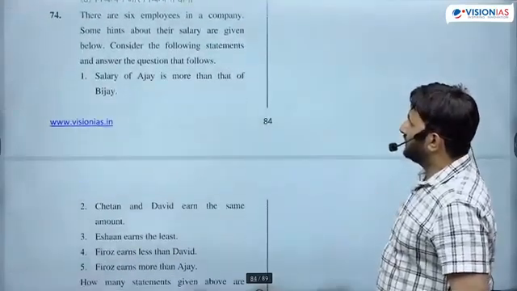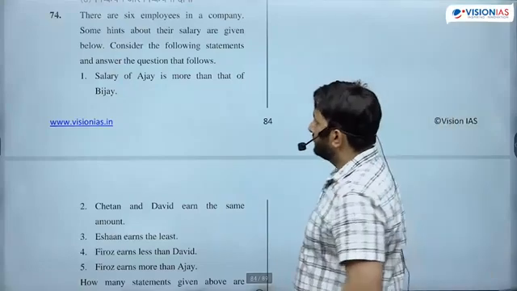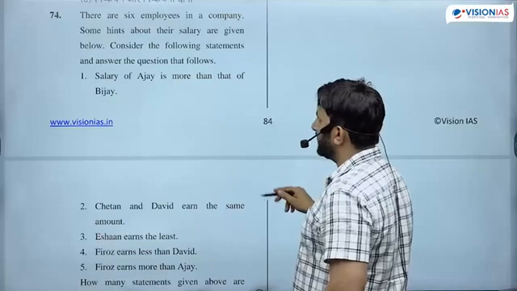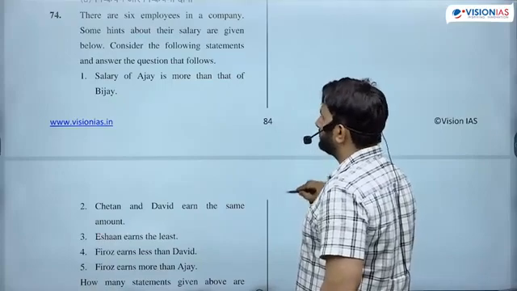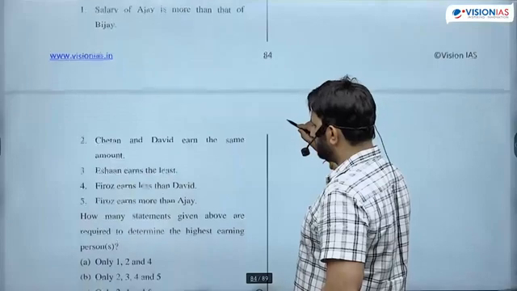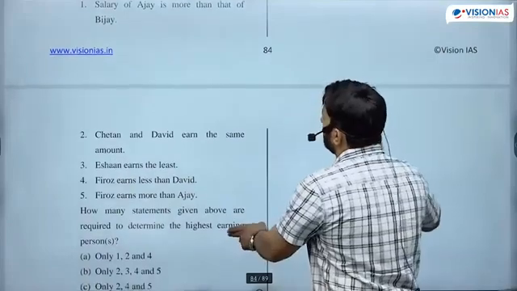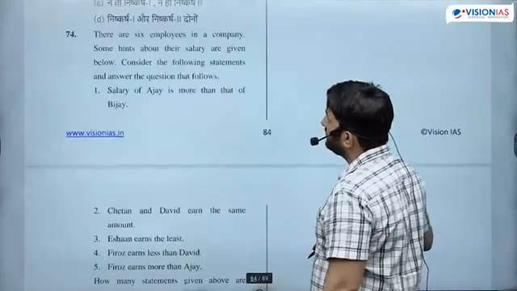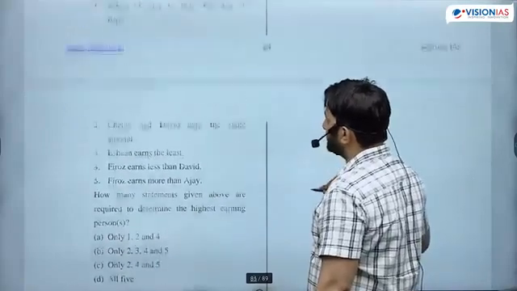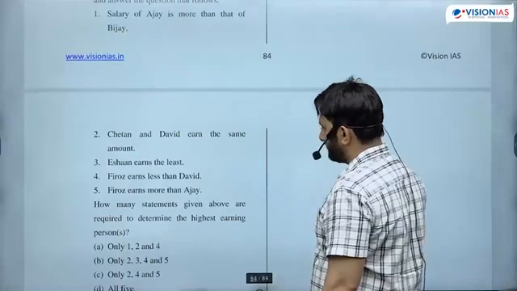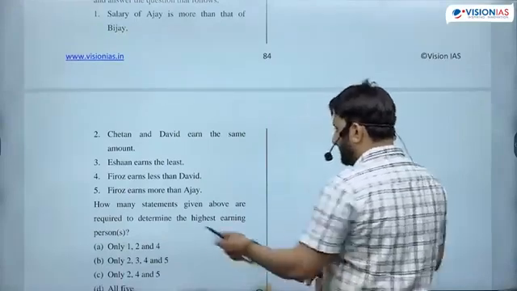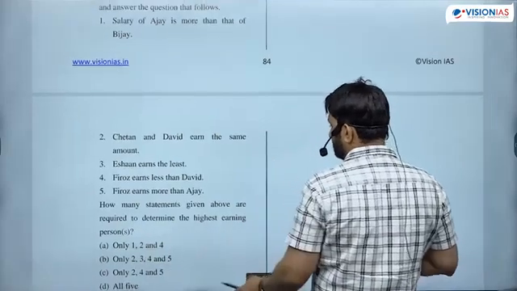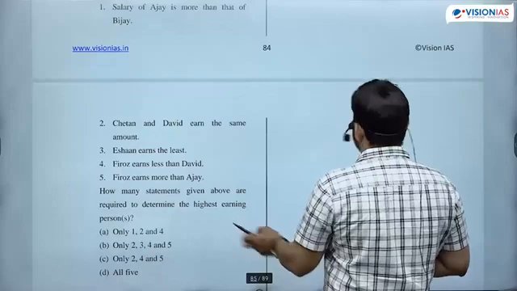हाँ जी, there are 6 employees in a company. Some hints about their salary are given below. Consider the following statements and answer the questions that follow. How many employees are there? 6 na? 6 employees, and there are some hints regarding their salaries. How many statements given above are required to determine the highest earning person? Highest earning person.